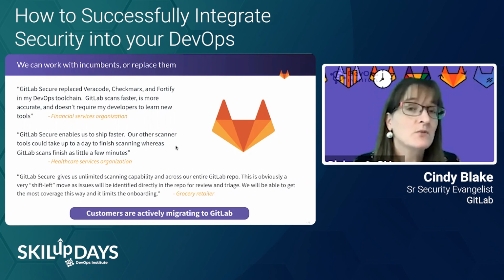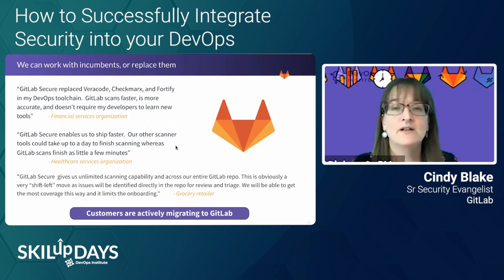We can also work with non-security vendors. So if you are married to Jenkins or to Jira or whatever, you can open an issue within the MR, just like I showed, open a vulnerability issue and have that sent over to Jira, for instance.